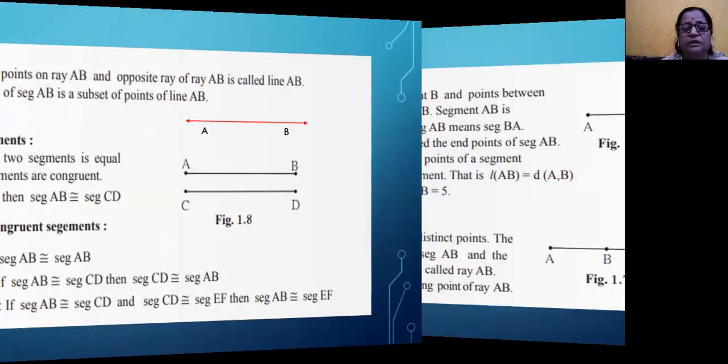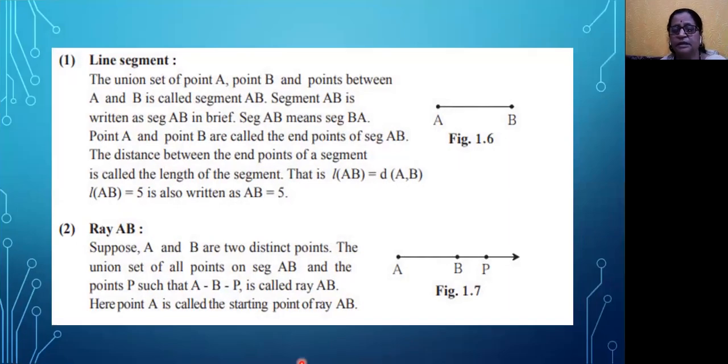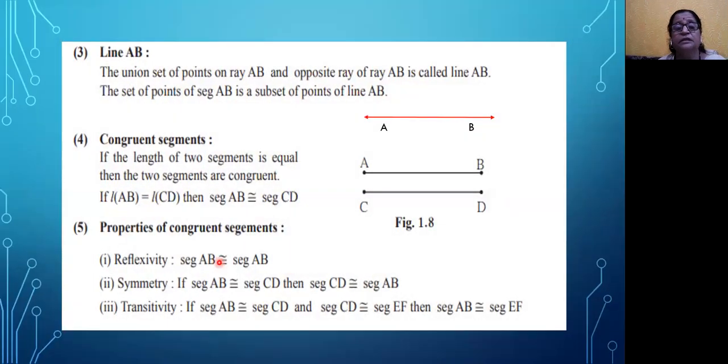Next, we will see the line. Here we saw that this is a ray, which extends on only one side, but a line extends on the opposite side also. So here you can see this is line AB. It extends on the B side and the A side also. The set of points of segment AB is a subset of the points on line AB. We read this as line AB. Sometimes a single name can be given.